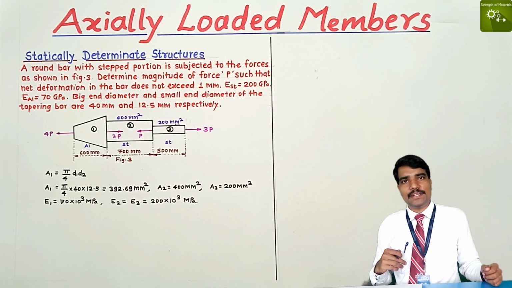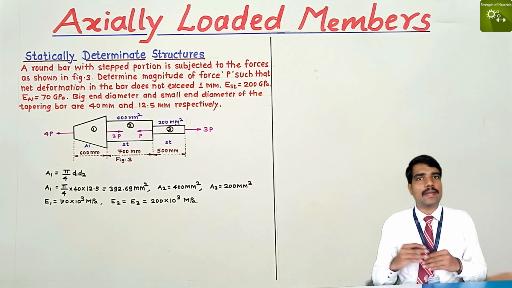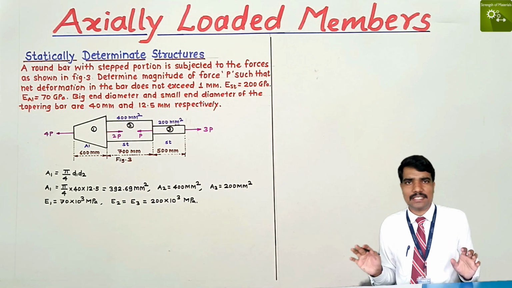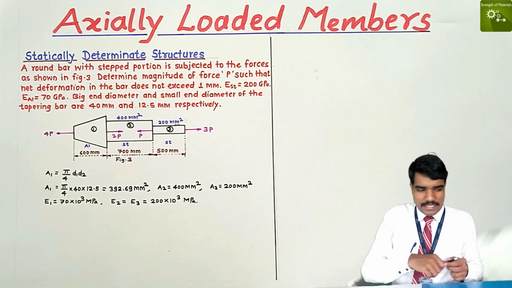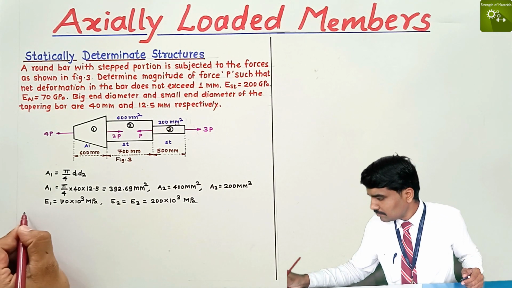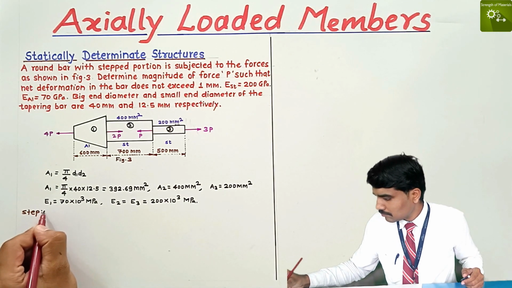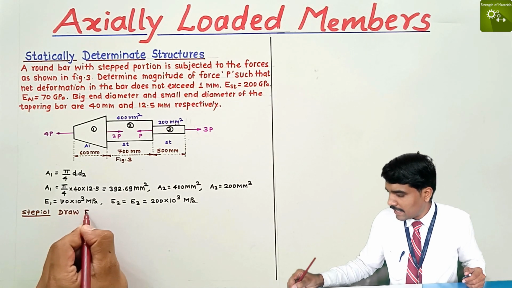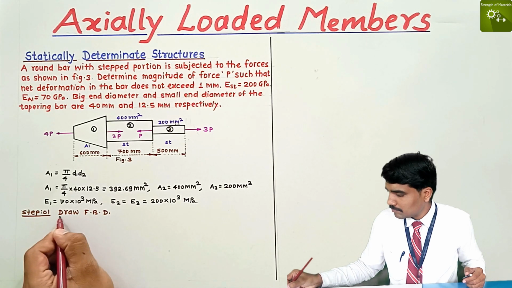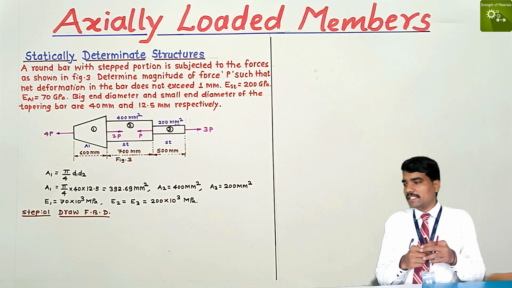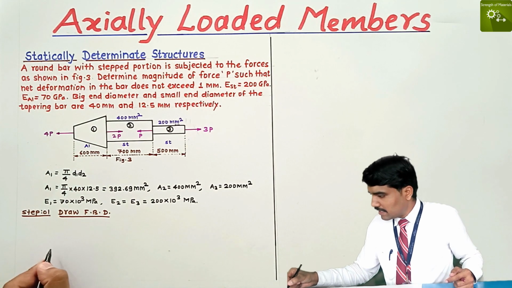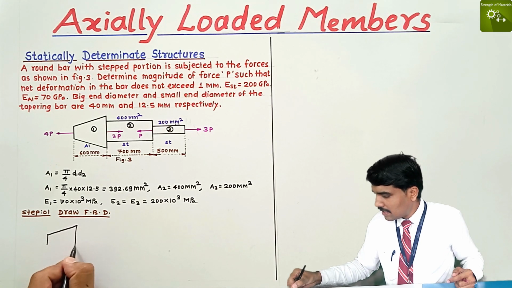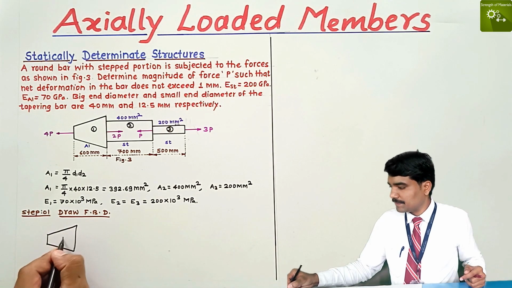So our first step is to draw the free body diagram, apply static equilibrium conditions and find out the internal forces in each member. Simple. Okay, let's see step 1. What is step 1? Draw free body diagram. Okay, let's see. The first member, this is a taper bar. Here I draw the FBD of first member.